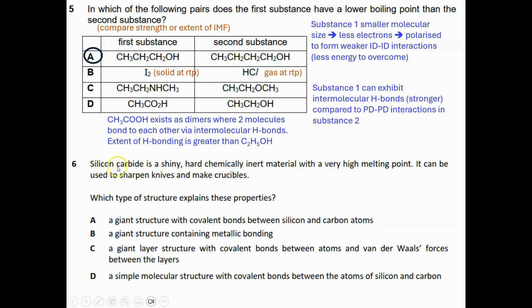Question 6. Silicon carbide: shiny, hard, inert, and high melting point. So what structure explains these properties? The answer is A. So first thing, this is a covalent substance because both are non-metals. But the fact that it has a high melting point points towards a giant covalent structure rather than simple molecular. But giant covalent, the structure can be similar to diamond or graphite. But now we look at this part, we know that this silicon carbide is hard, so it means that it is structurally more similar to diamond than graphite.